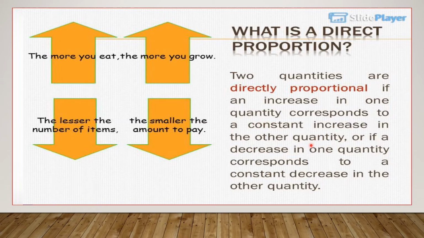Means अगर एक quantity increase होगी तो जो दूसरी quantity आपको दी गई है, उसका भी increase होना ज़रूरी है. Or if a decrease in one quantity corresponds to a constant decrease in the other quantity, मीन्स कि अगर आपको या तो एक क्वांटिटी कम हो रही है तो दूसरी भी कम होनी चाहिए. Here are some examples. The more you eat, the more you grow.